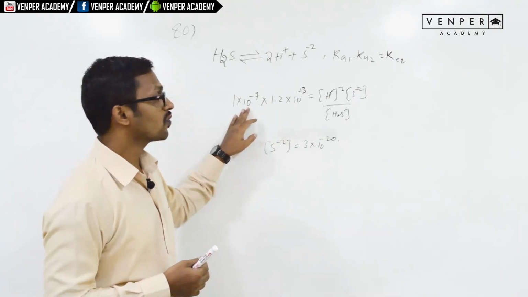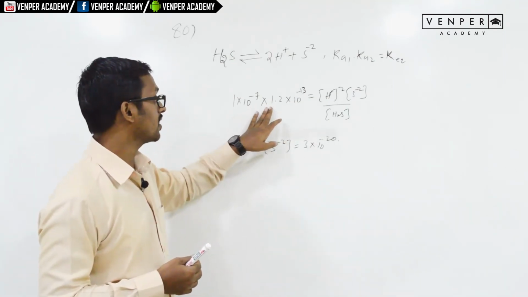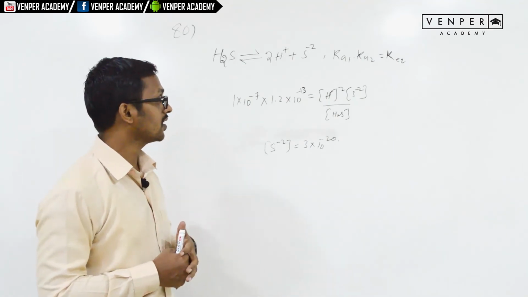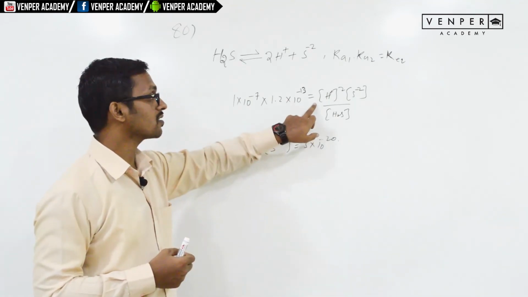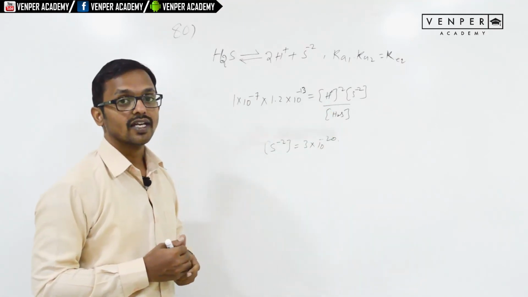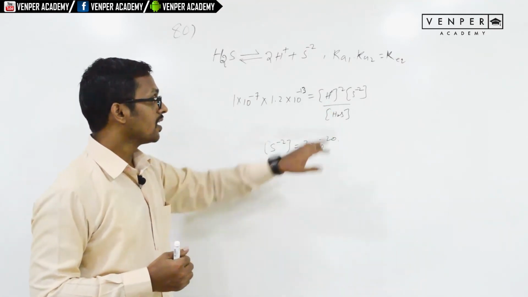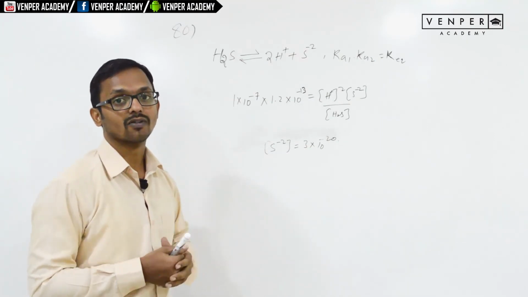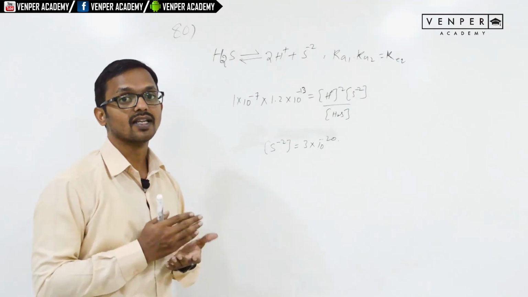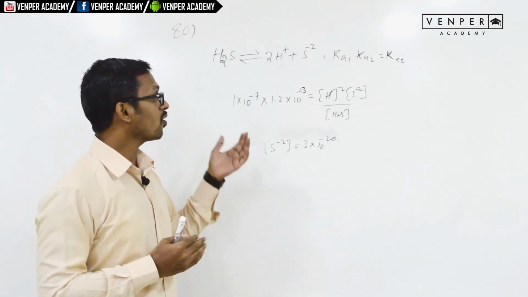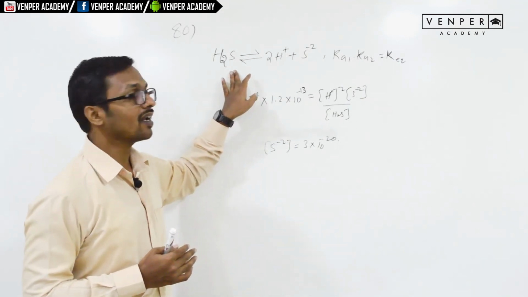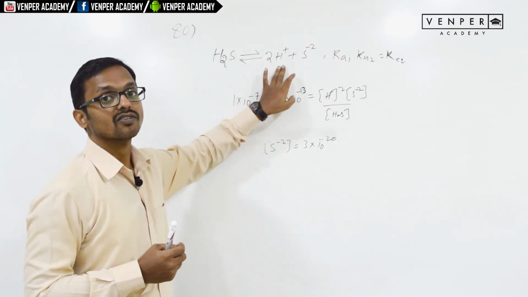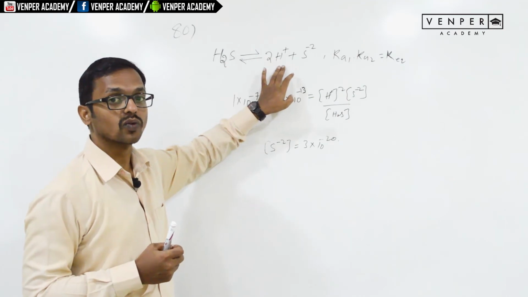So here Ka1 is 1 into 10 to the power minus 7, which is given in the data, and Ka2 is 1.2 into 10 to the power minus 13, this is also given in the data. That is equal to the concentration of H plus squared and the concentration of S minus 2 by the H2S. Here the H plus concentration we have to take from the strong electrolyte, that is nothing but the HCl concentration. Because H2S is a weak acid, we cannot take its H plus ions into account.